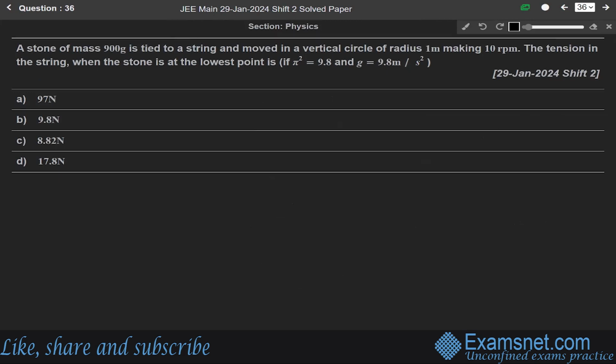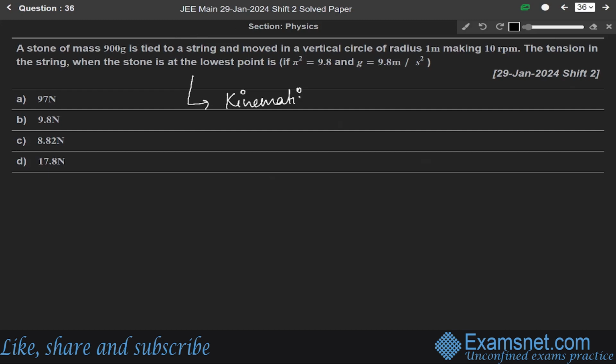Next question, question 36. This question says that a stone of mass 900 gram is tied to a string and moved in a vertical circle of radius 1 meter, making 10 RPM, 10 rotations per minute. The tension in the string when the stone is at the lowest point is. We have to find the tension in the string. And this question is from the chapter of kinematics.